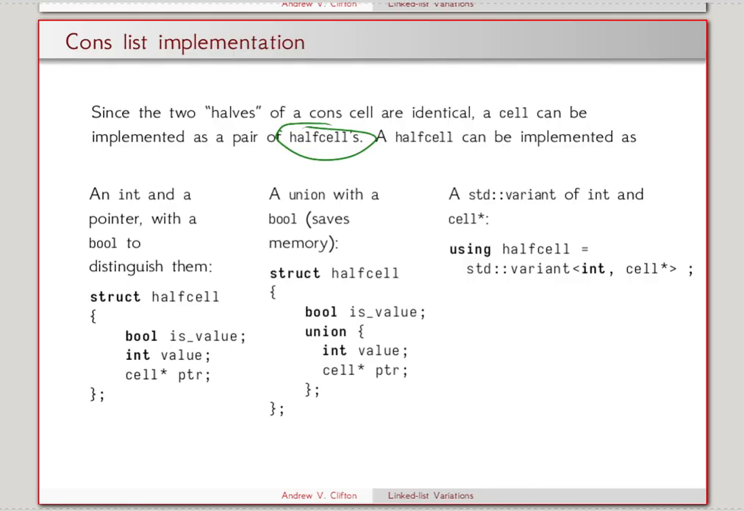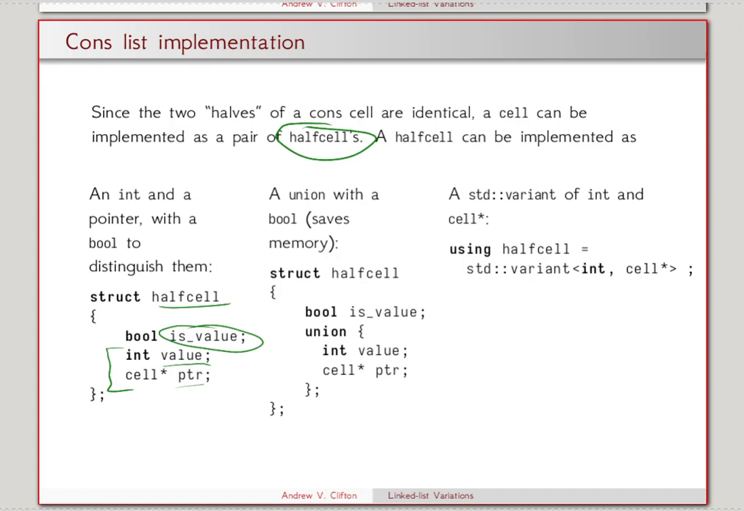The simplest way is to make a half cell just be an int paired with a cell pointer, and then a bool to basically determine which one of those two things we are using. So if isValue is true, you use the value part. If isValue is false, you use the pointer part.